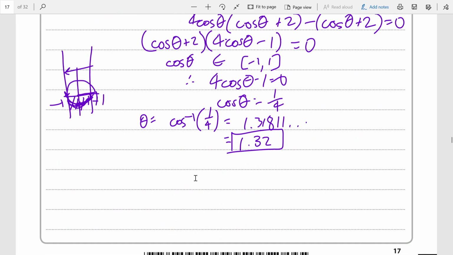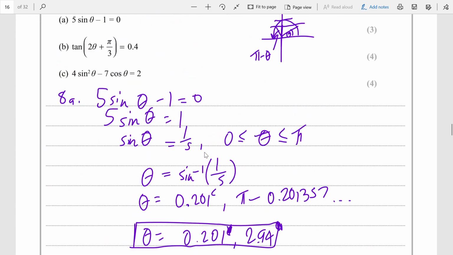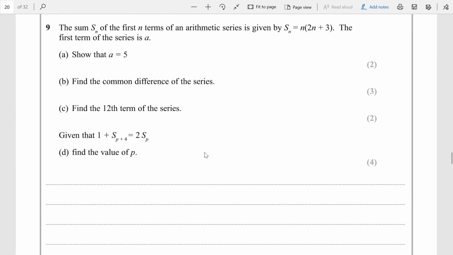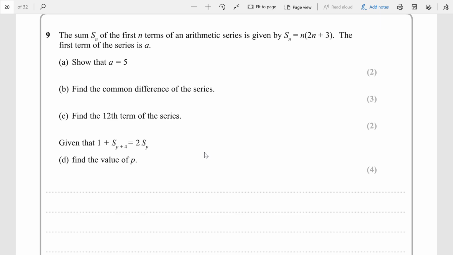Alright, so we boxed that as our answer, and I'll consider this question complete. Now, question 9 is a series question. I'm going to write the time down as 17 minutes 40.